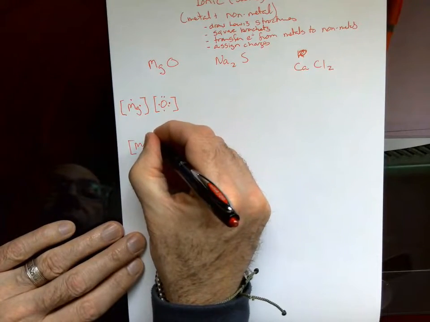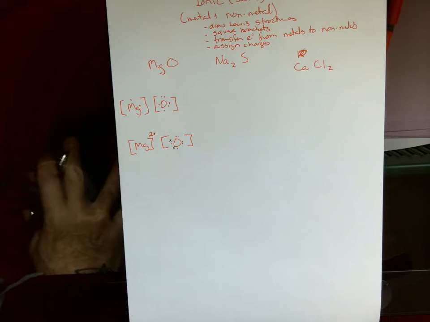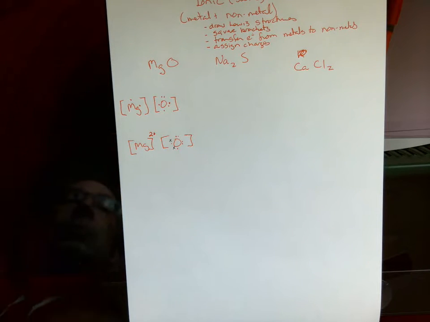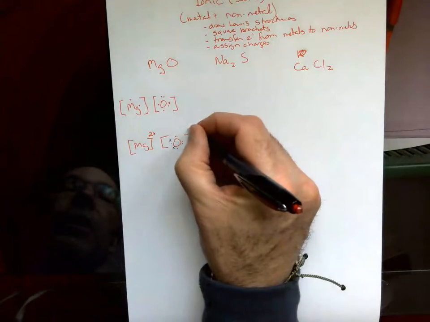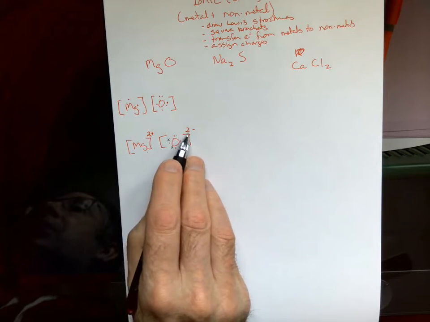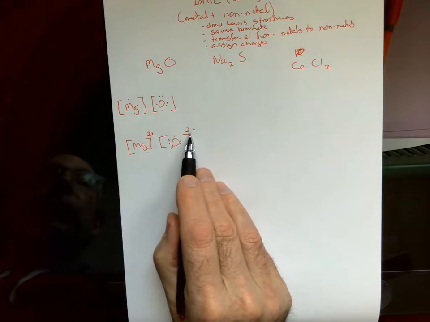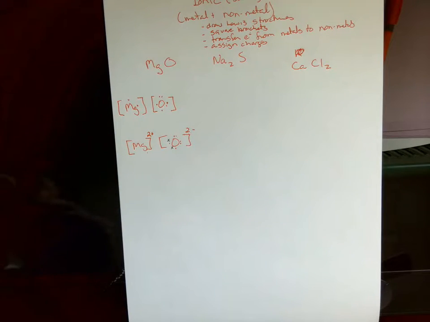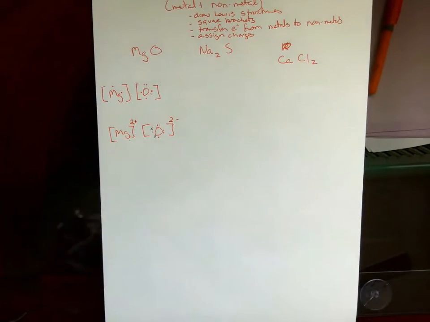So, if you lose electrons, you've got more protons than electrons, you become positive. If you gain electrons, and electrons are negative, you become negative. The metal, which is always written first, will become positive. The non-metal will become negative. Once again, electrons are negative, so if you're gaining electrons, you're becoming negative. I know that's counterintuitive. You're going to have to think your way through that one.